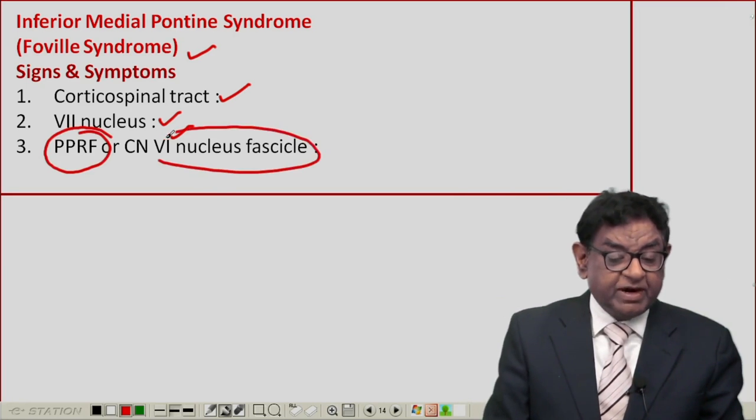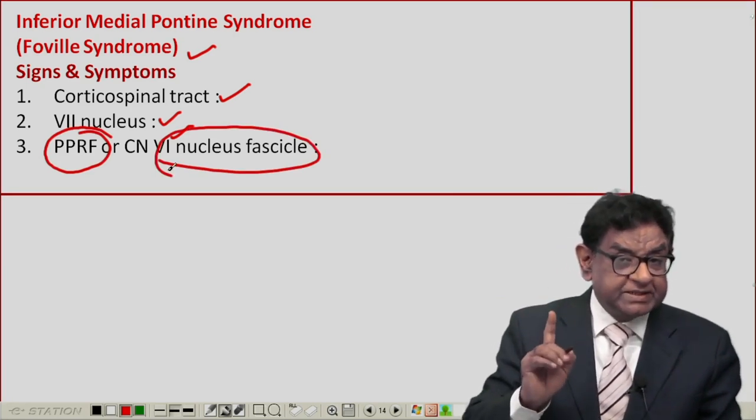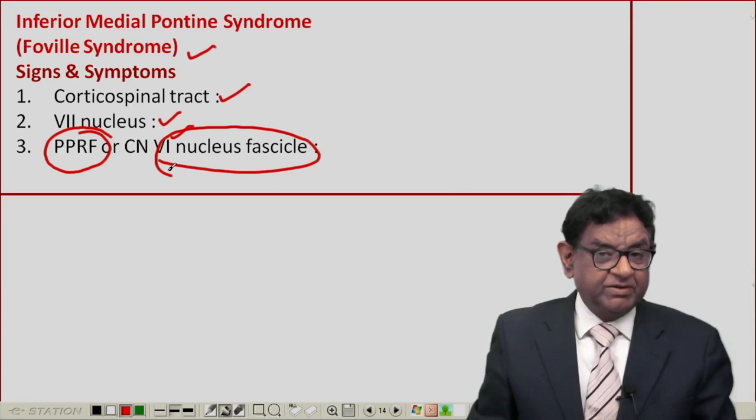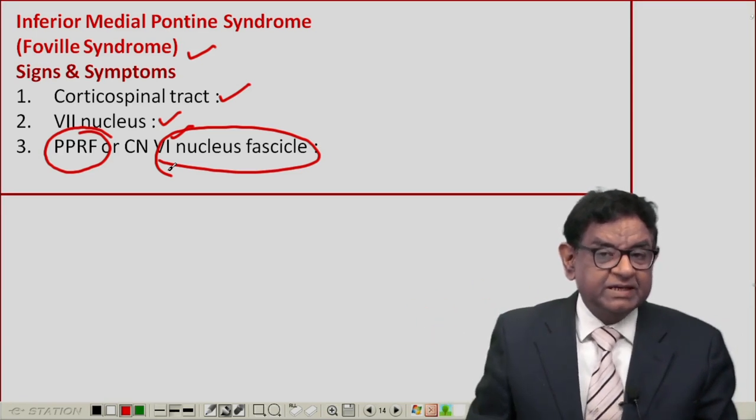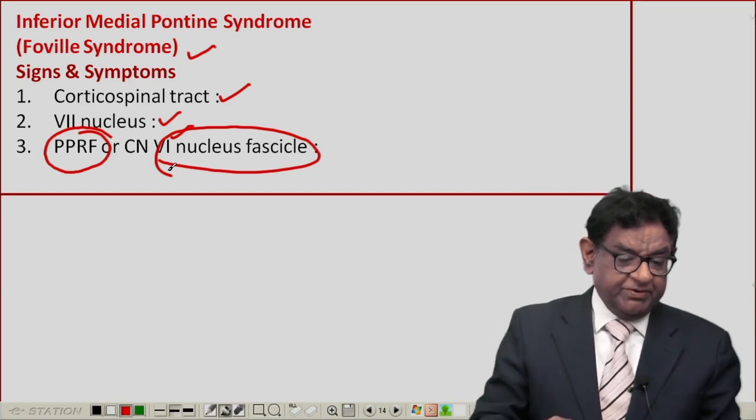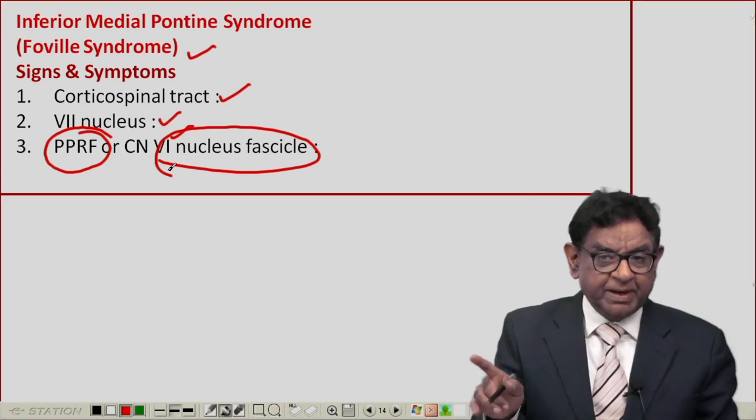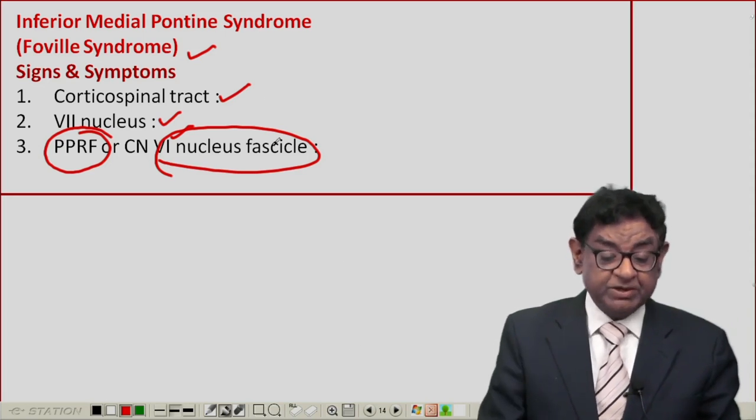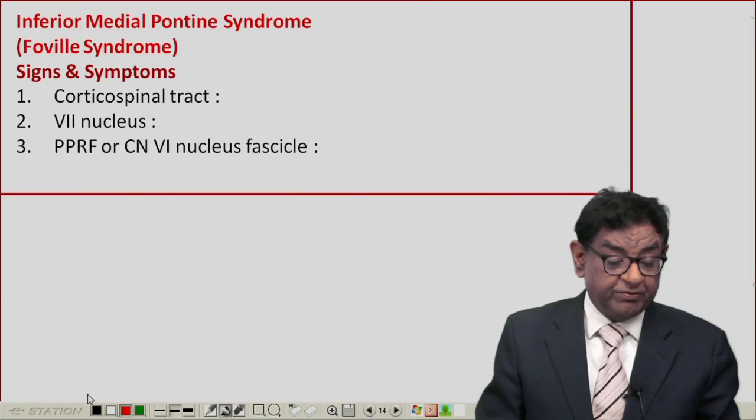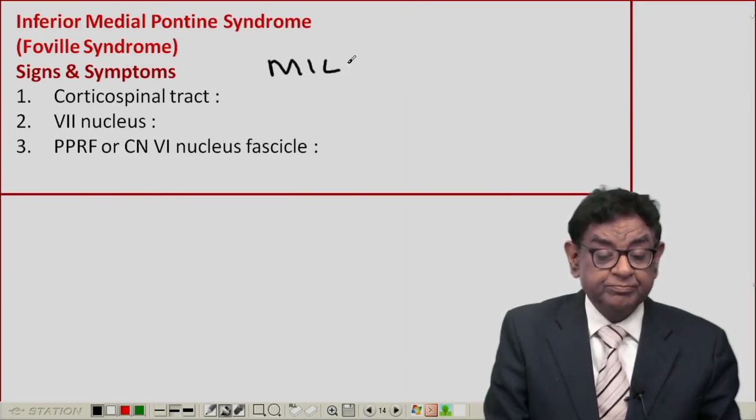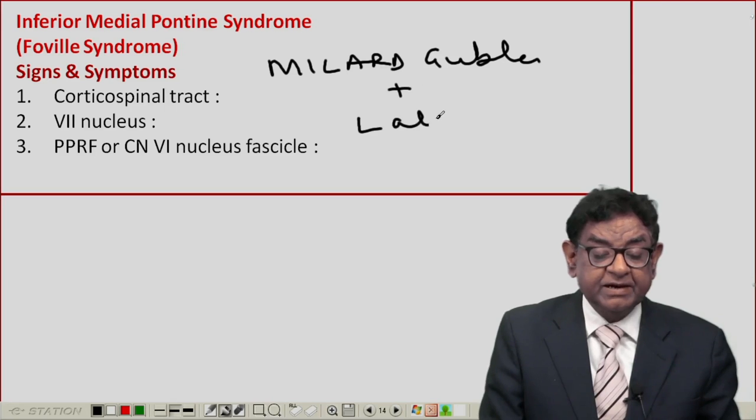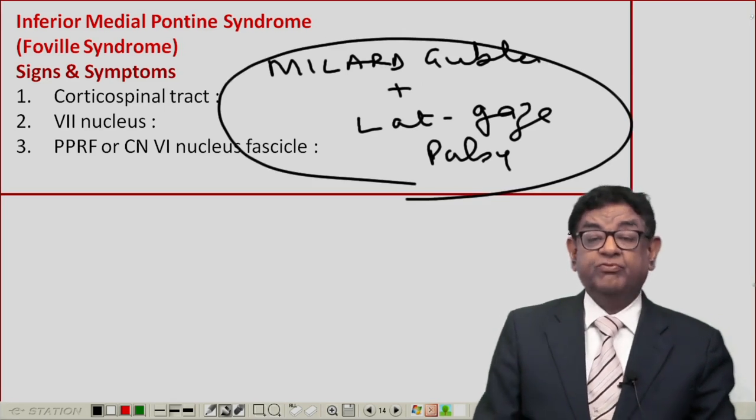Remember, when only sixth nerve was involved, that means there was a gaze palsy on one side. Suppose right sixth nerve is involved, the patient cannot look to the right side because of right sixth nerve palsy. But if PPRF is also involved, then there will be impairment of entire lateral gaze. So in a nutshell, we can say Foville syndrome is nothing but a combination of Millard-Gubler syndrome plus lateral gaze palsy. This is Foville syndrome.